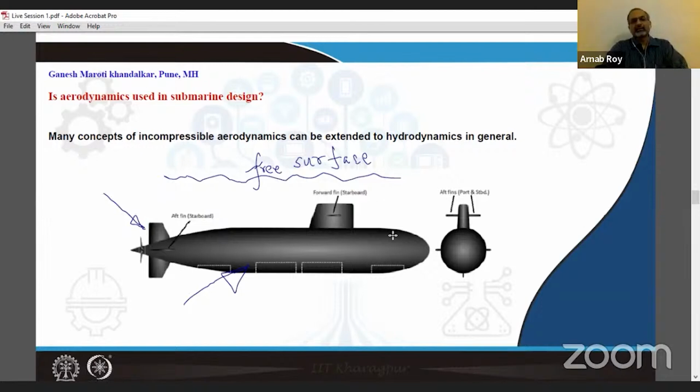And of course, there are also differences related to geometry, related to where the propelling device is located, related to the fact that they do not have very large wings. But in spite of all those, there are still a lot of similarities, a lot of scope for application of this knowledge that you are acquiring in aerodynamics.